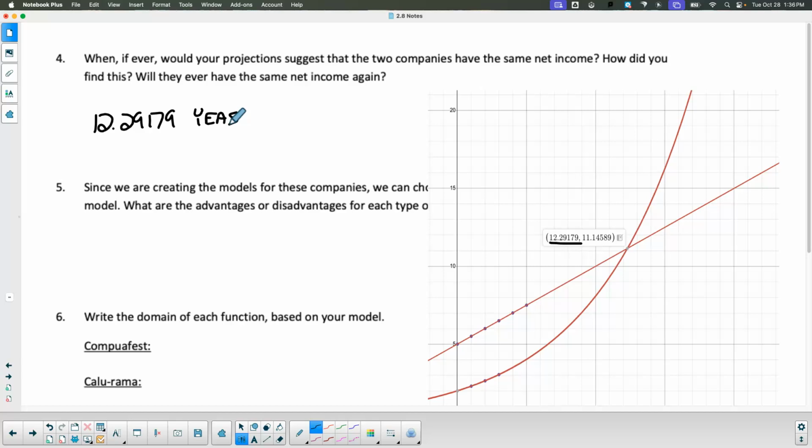How do we know that? How do we know that that's where they are going to be the same? Because that's where they intersect. Yep, exactly. Intersect, that's where they cross each other. After that, will they ever have the same income again? Unless Calcurama really takes off and Computer Fest falls off. Okay, so we're assuming that won't happen.